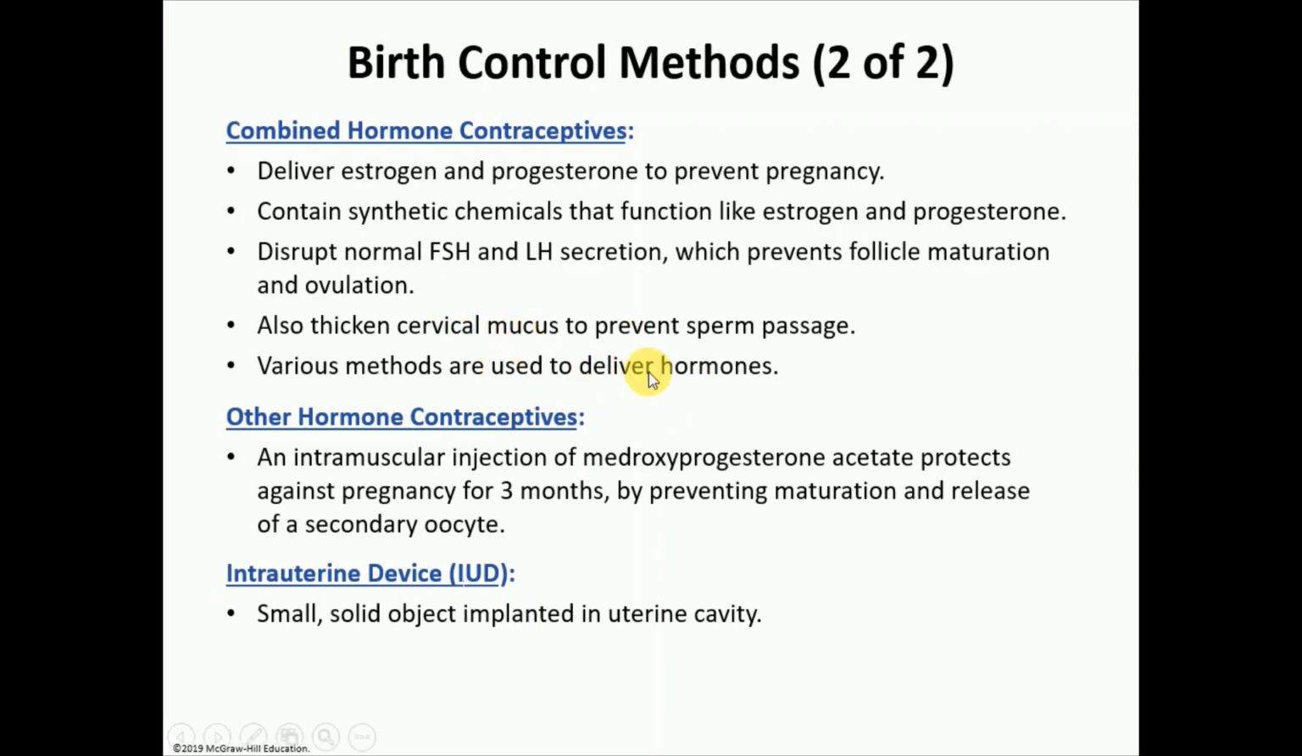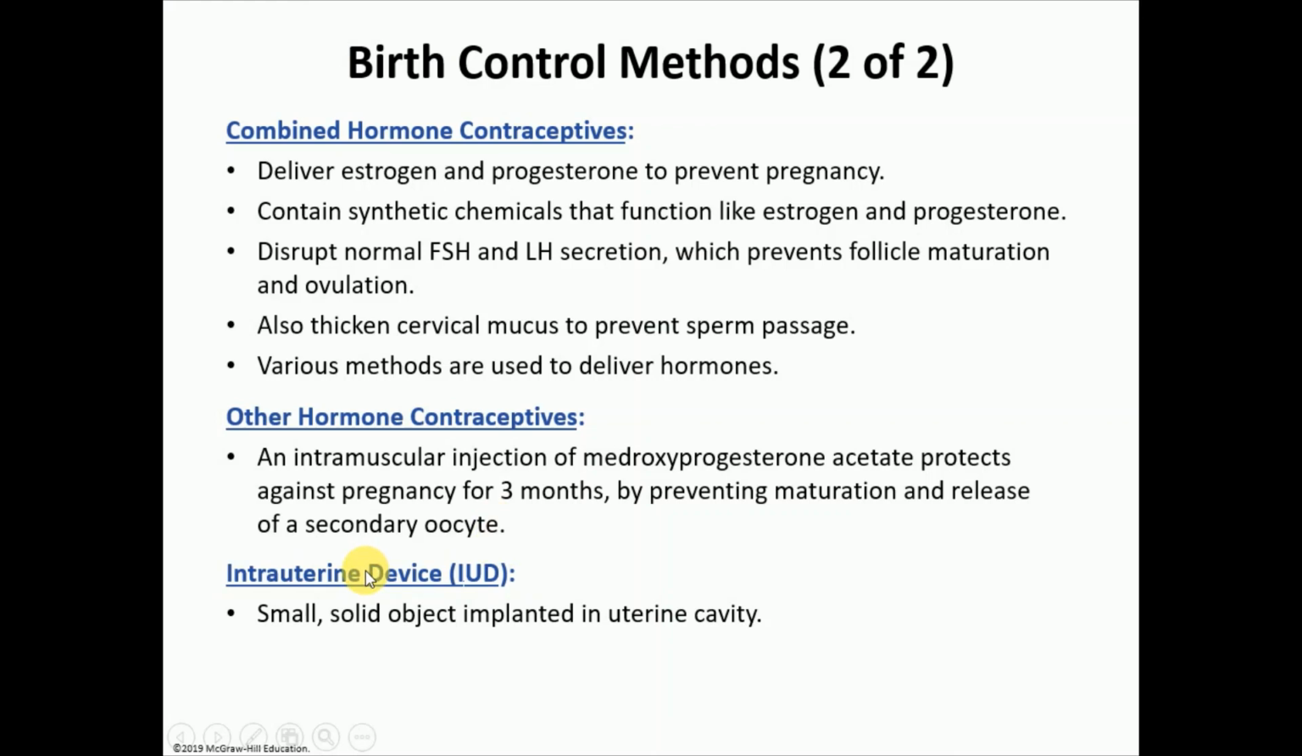Different ways of delivering the hormones. So the most common way is through a pill, but there are other ways like injection or an intradermal patch. Other hormone contraceptions, like I mentioned, include an intramuscular injection of medroxyprogesterone, which is just one of the progesterones, and that is taken every 3 months. That'll prevent the maturation and the release of the secondary oocyte.